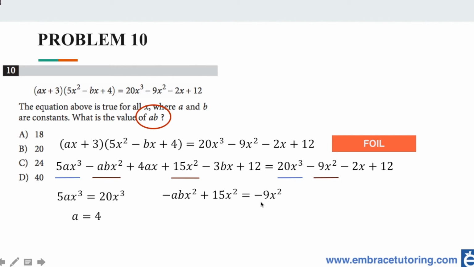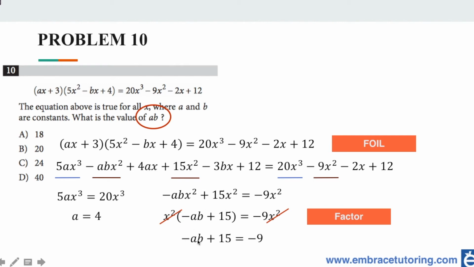Now, when I do this and I simplify and solve, what I first want to do is factor. When I factor this, I will get x squared multiplied by negative ab plus 15 equals negative 9x squared. I can now divide by x squared on both sides, which is good, because then I will end up getting ab, kind of. So I get negative ab plus 15 equals negative 9. I'm going to bring over the 15 to the other side, and I'm going to end up getting negative ab equals negative 24.